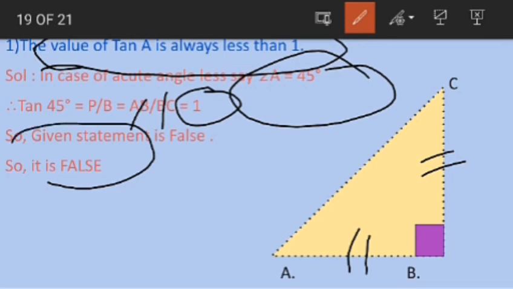Yes, the statement is wrong since we have found that the value of tan is equal to 1, not less than 1 in every possible situation. So it means that the given statement is false. So here the answer is going to be false.